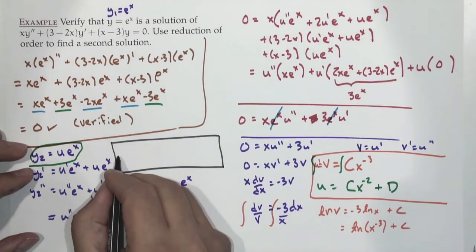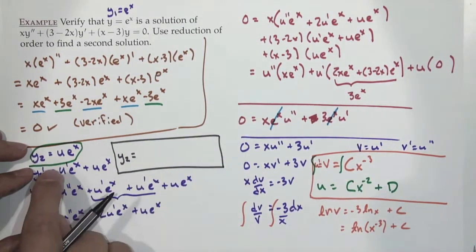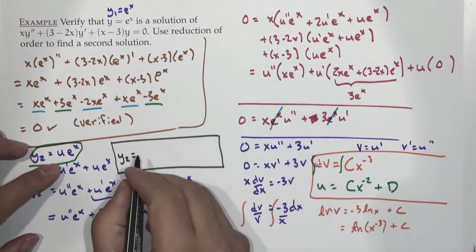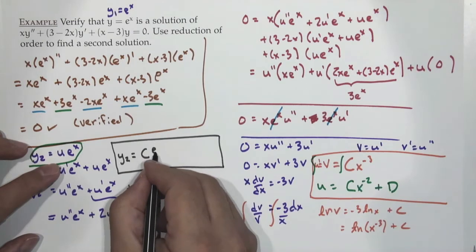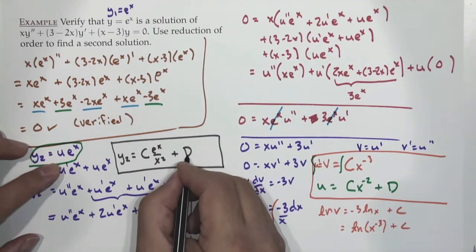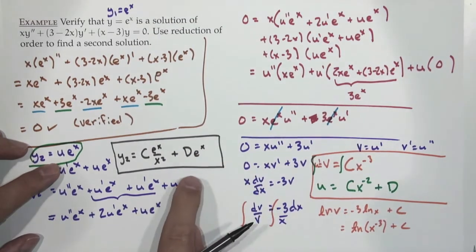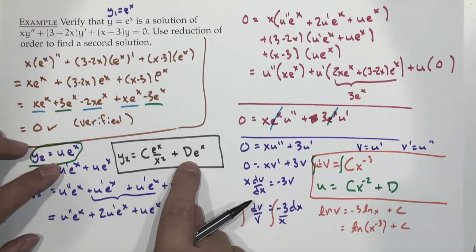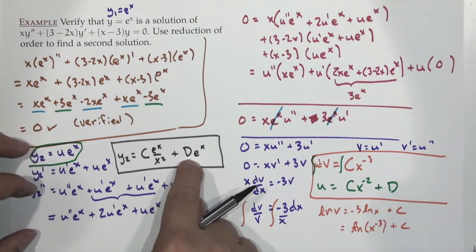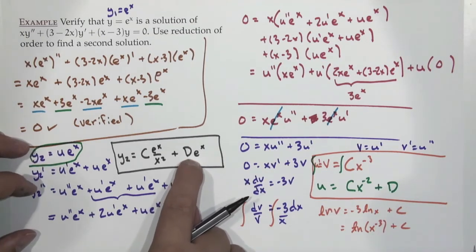is going to be y2. We multiply u by e to the x. Now, x to the negative 2 is the same as dividing by x squared. Now, have we seen this before? This d e to the x. Or just say e to the x.